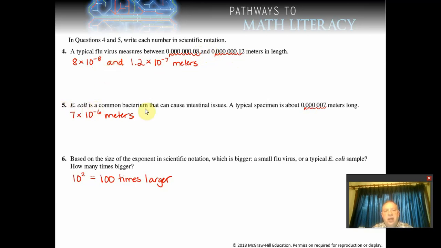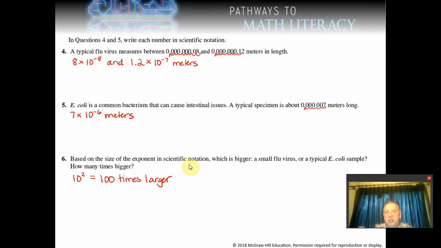So E. coli is a common bacterium that can cause intestinal issues. A typical specimen is about 0.000007 meters long. That would be in scientific notation 1, 2, 3, 4, 5, 6, 7 times 10 to the negative 6 meters. And if I wanted to compare these things, I would kind of divide them out.